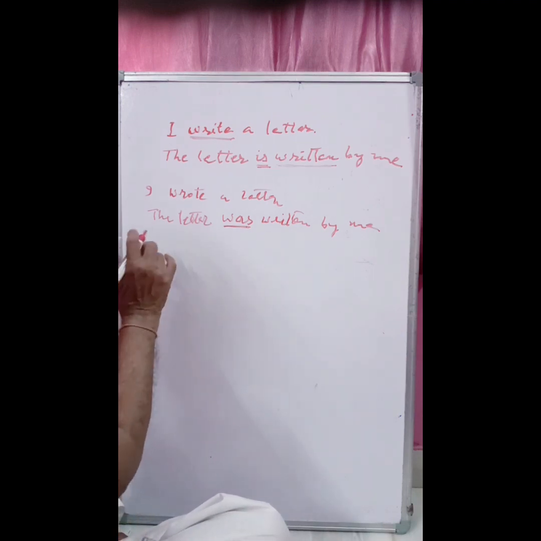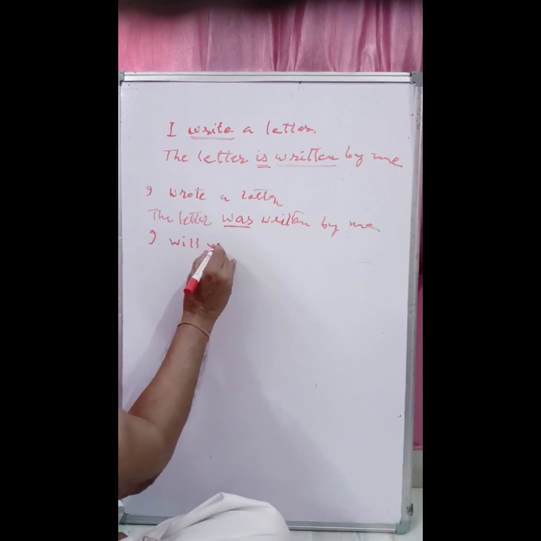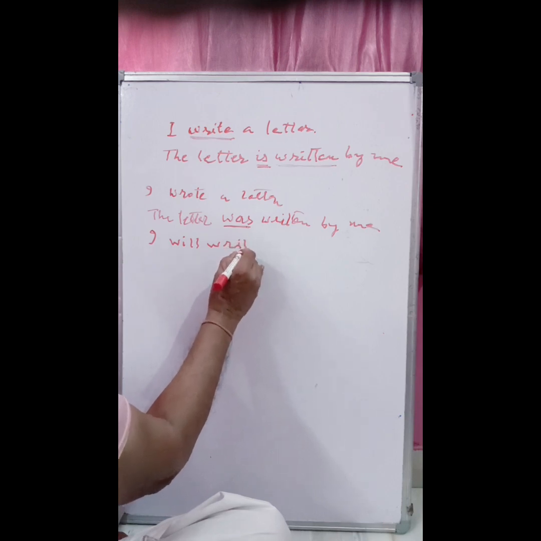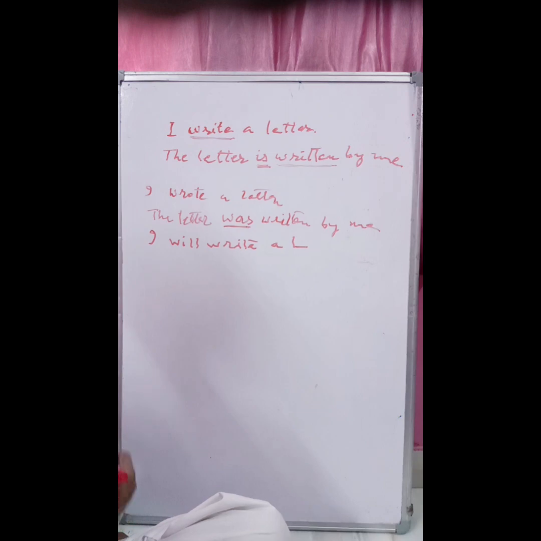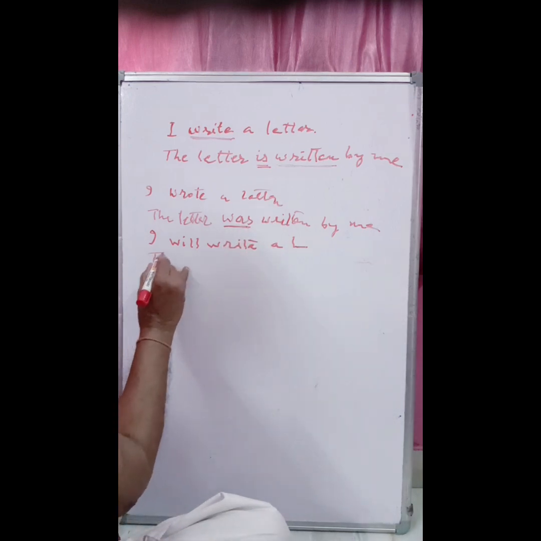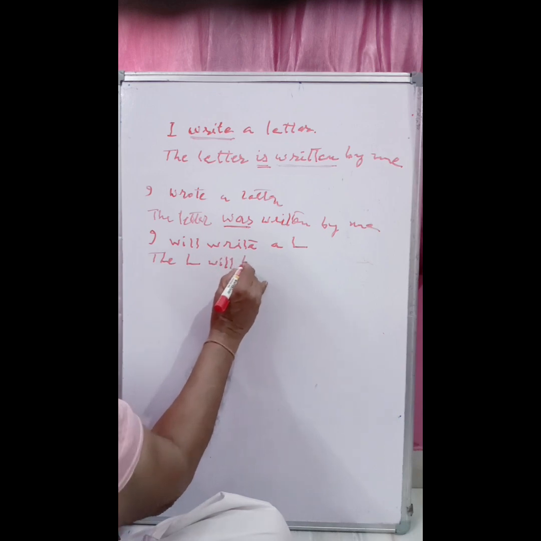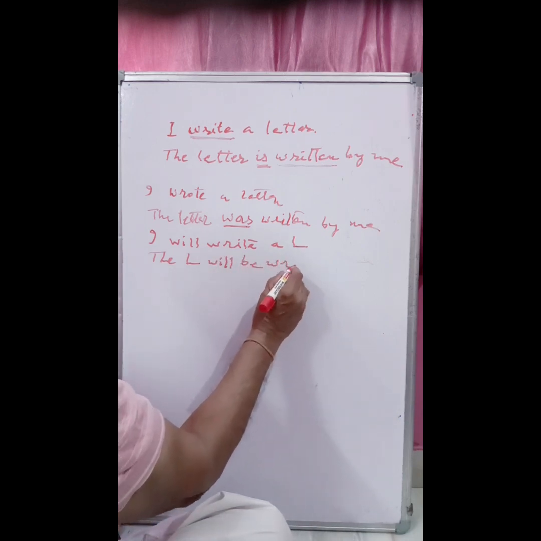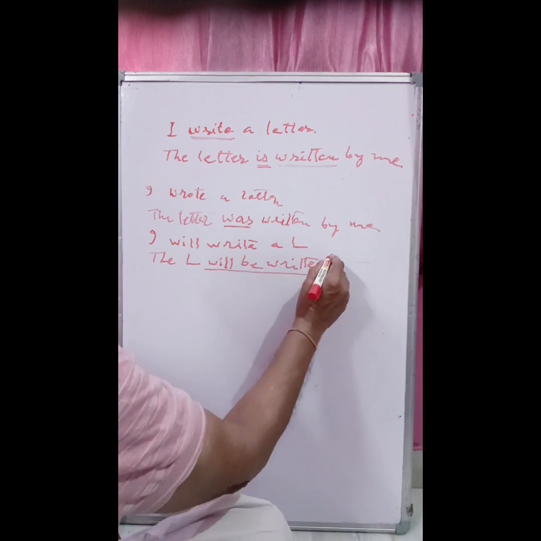For example, third, if you consider the future tense, I will write a letter. So here it will be, the letter will be written. The letter will be written by me.